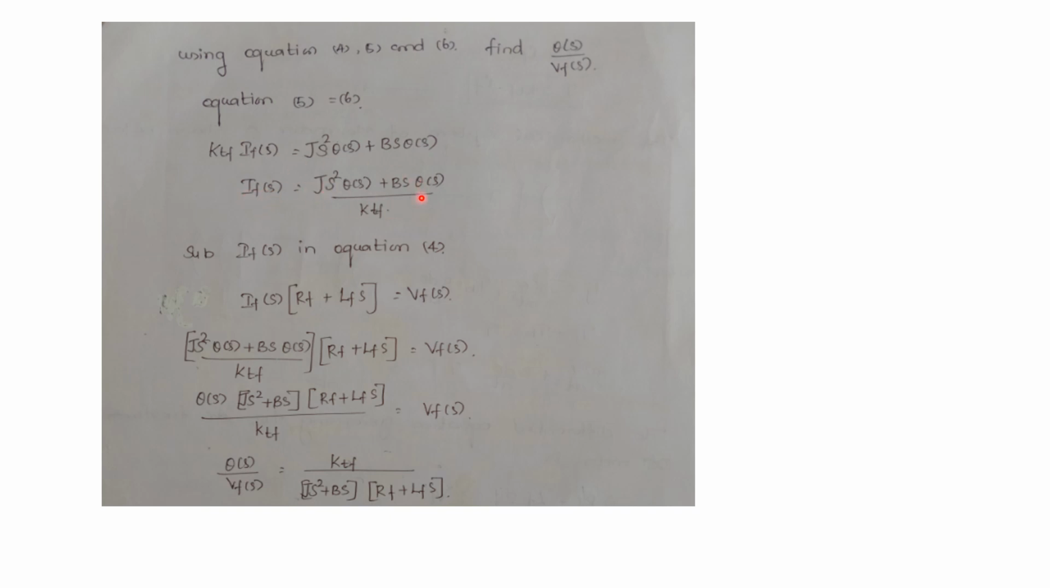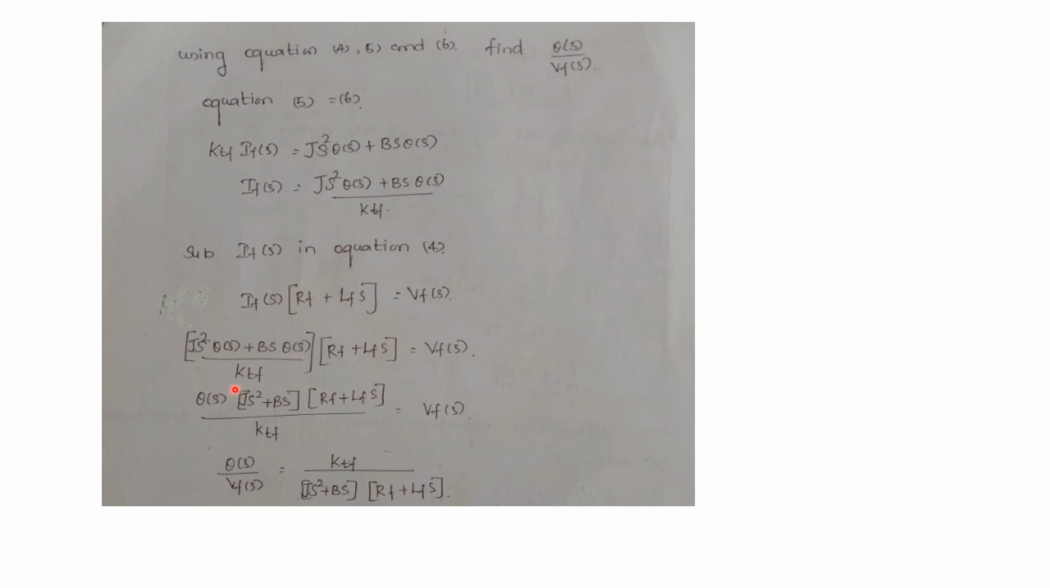So now after finding this IF of S, in the remaining equation, that is equation number 4, that is not involved till now, we have to substitute the value of IF of S. So this is equation number 4. It is written here. So instead of IF of S, we have to substitute this value. The whole value should be written instead of this IF of S. So the remaining term will be RF plus LF into S, that is equal to VF of S.